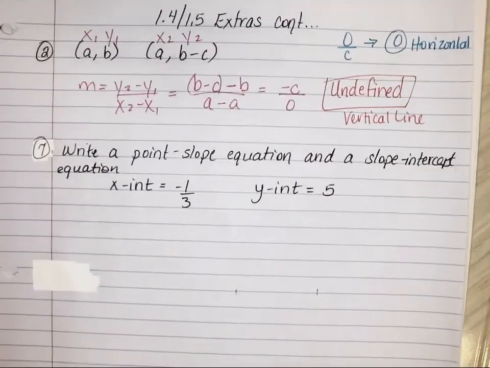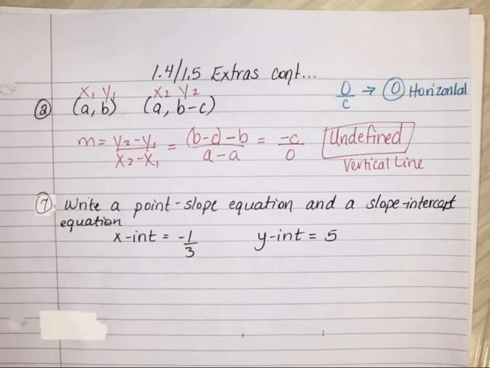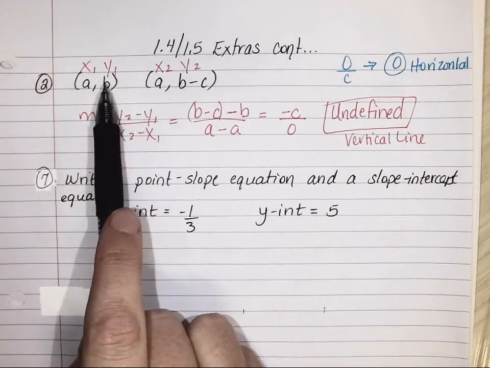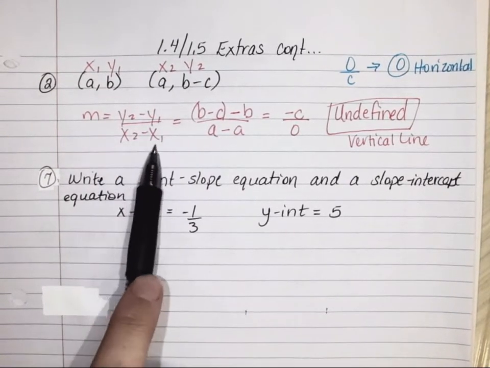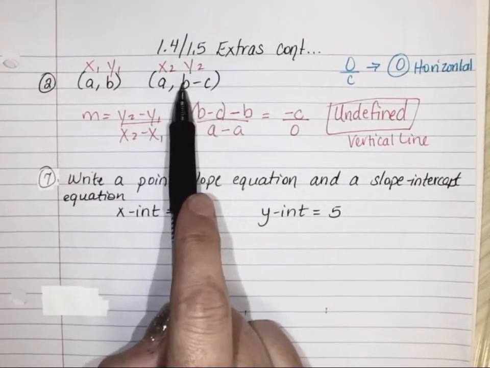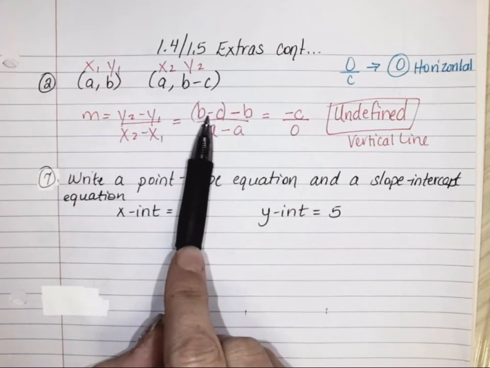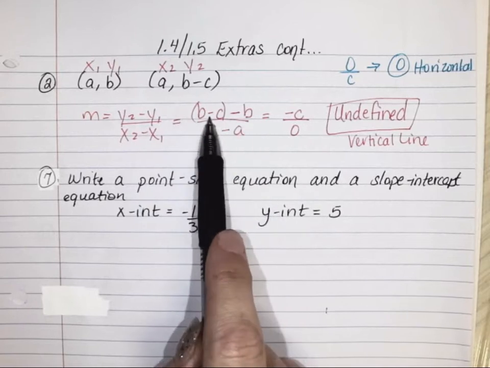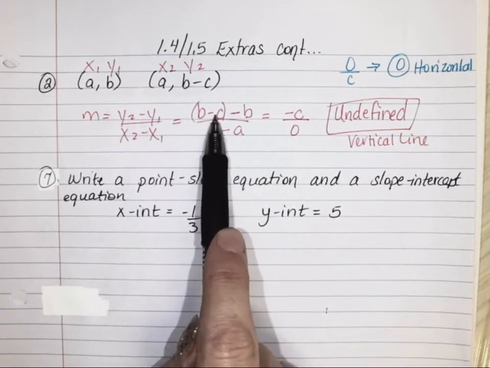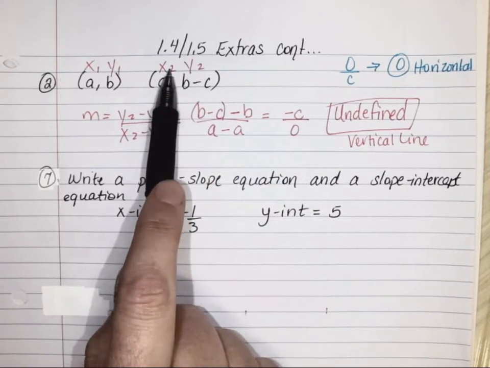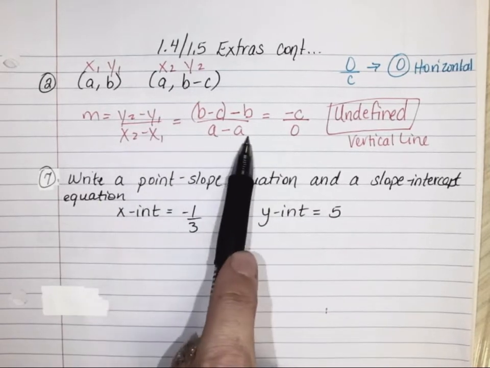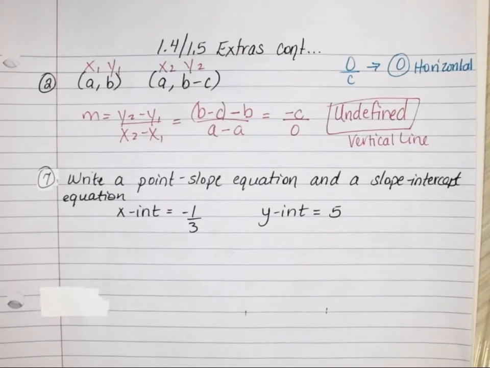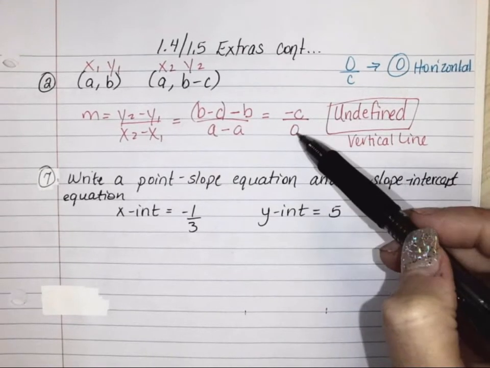Next problem is number 2 on Math Lab. You're finding the slope between these 2 points, so you plug into the slope formula. y2 is b minus c, minus y1, which is b. This simplifies. You have b minus b, that goes away, so you're left with negative c. On the bottom, x2 minus x1, so a minus a comes out to 0. And you can't divide by 0.